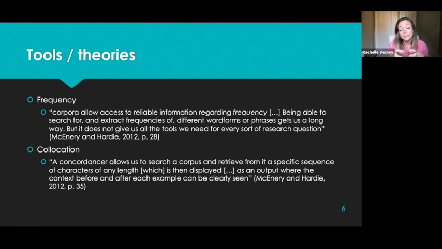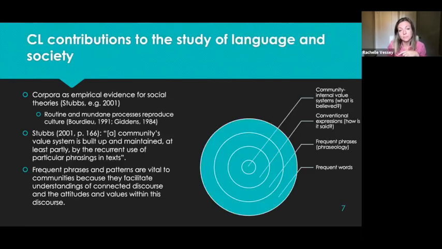So these are both tools that are employed by corpus linguists, and they entail understandings of what these mean in terms of how we use language in society. And here, I think the work of Michael Stubbs is particularly insightful in allowing us to make explicit what we're assuming about language when we draw on things like frequency and collocation. So Stubbs has argued that corpora provide empirical evidence for social theories, so allowing us to get at the social. Social theories like from Bourdieu and Giddens, who have argued that routine and mundane processes reproduce culture. If we want to have empirical evidence for that argument, we can go to corpora.